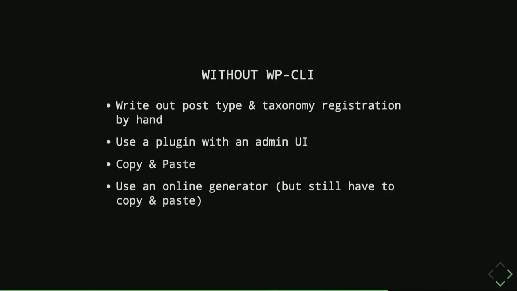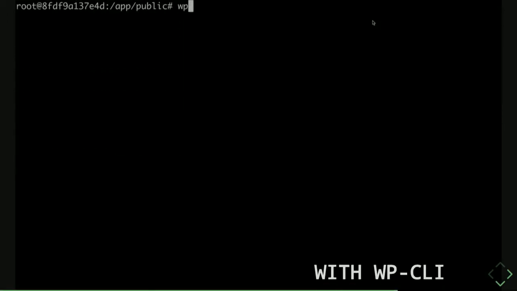Without WP-CLI, I would probably copy and paste this code from the codex and then replace the names of everything and all the namespaces for translations and things like that. Or you could use a plugin with an admin UI to do this. You can use an online generator that may be out there, but again, you're still kind of back to copy and pasting. With WP-CLI, I can actually run these scaffold commands like wp scaffold post-type.